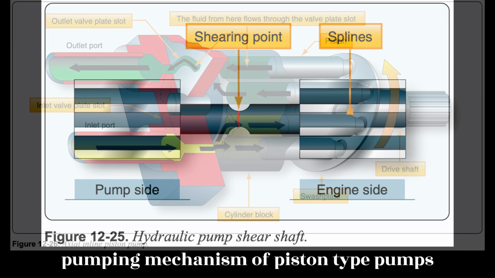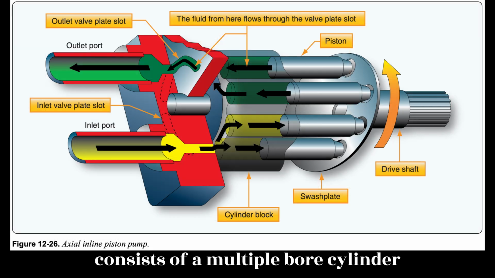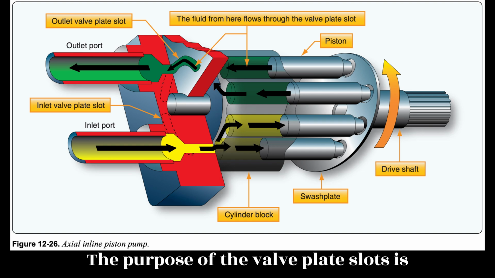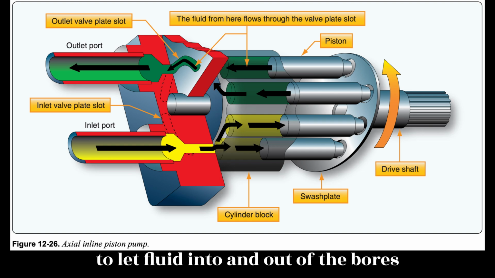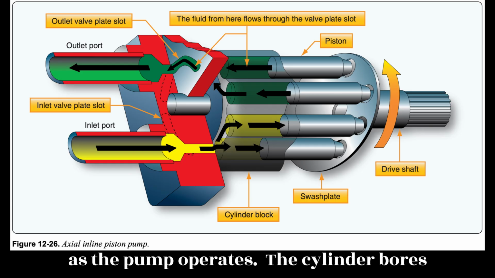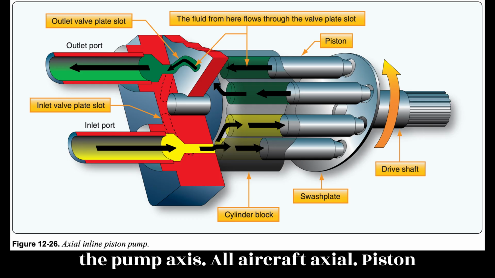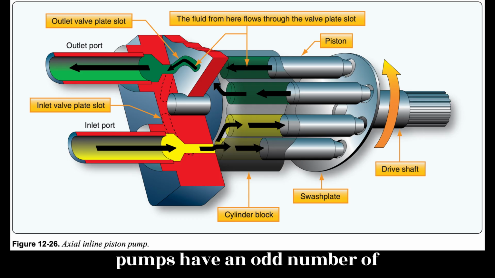The basic pumping mechanism of piston-type pumps consists of a multiple-bore cylinder block, a piston for each bore, and a valve plate with inlet and outlet slots. The purpose of the valve plate slots is to let fluid into and out of the bores as the pump operates. The cylinder bores lie parallel to and symmetrically around the pump axis. All aircraft axial piston pumps have an odd number of pistons.